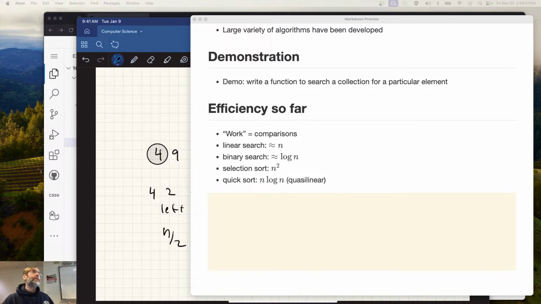We're not going to go through the full coding of this thing, and we're not going to go through the full analysis. I'm just going to tell you that that's what it is in practice, right? Quasi-linear on average, and in the best case, right?